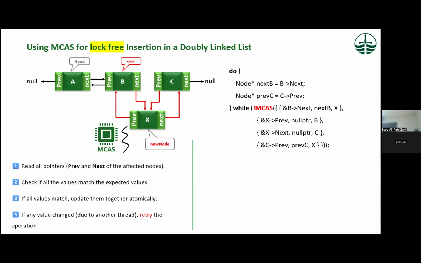So you can see this MCAS is actually holding 4 CAS operations here. This one is to update the B next pointer with X. We can see the X previous, like this previous, we are going to update this one with B. So if it's holding the null pointer, we should update this one with B. The same thing for the next pointer of X and the previous pointer of C. Great. So if any one of them fails, then we have to keep retrying this process.